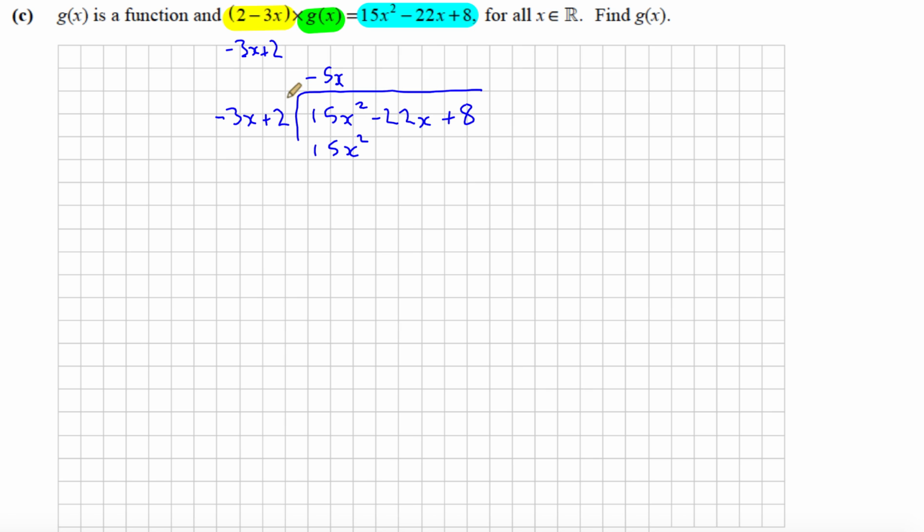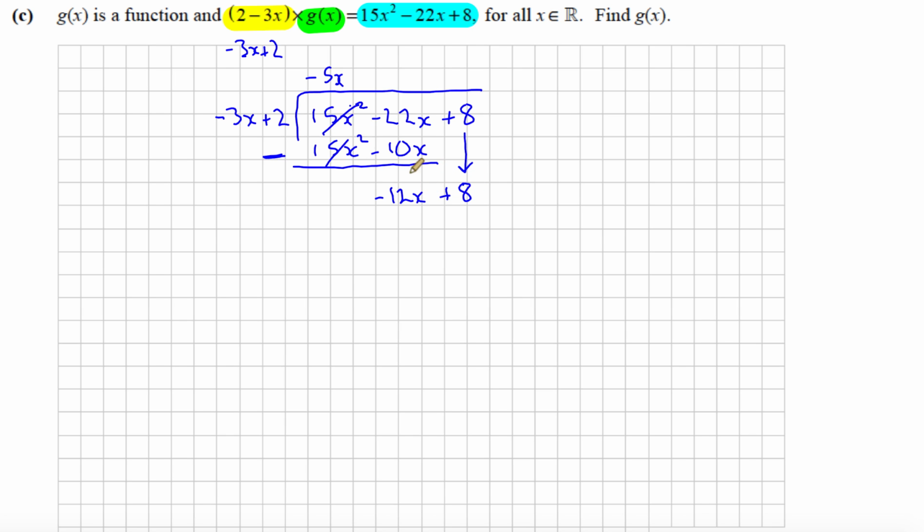And then the minus 5x must be multiplied by the positive 2. That gives us minus 10x. And then we're going to subtract here. So 15x squared minus 15x squared, they cancel to give 0. And we have minus 22x minus minus 10x. So that's minus 22 minus 10, that's plus 10. Minus 22x plus 10x is minus 12x. Okay, then we can bring the 8 down.